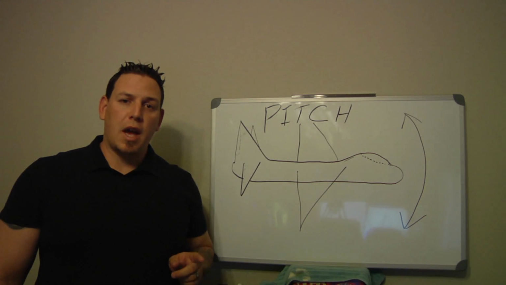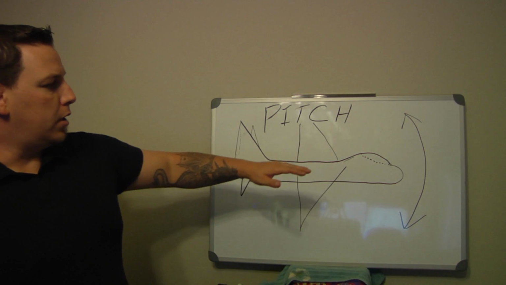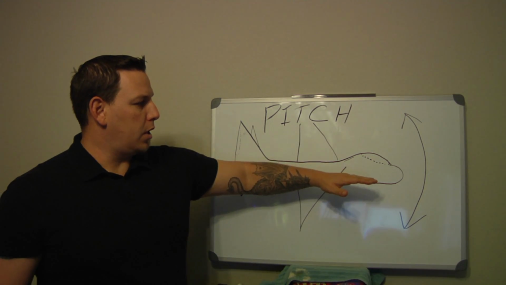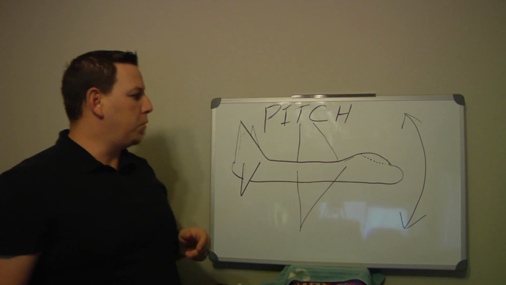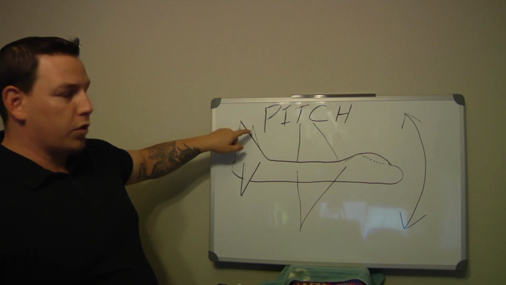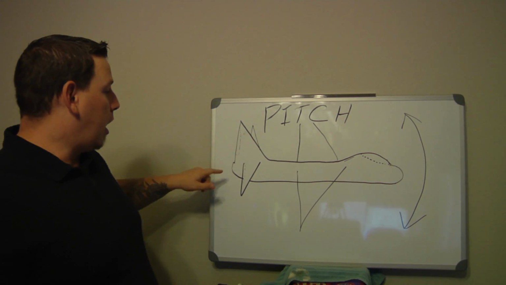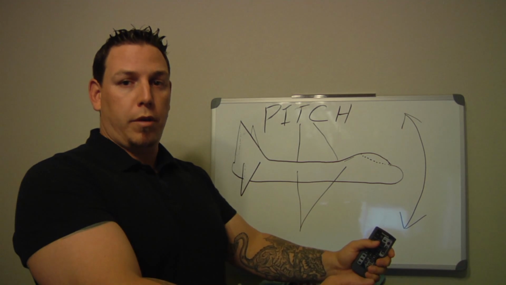But wait, there's more! Let's talk about the axes that the plane moves on. Back to you, Jamie. So the first axis we're going to talk about is pitch. Now, this is the axis on which the plane rotates nose up and nose down. This is accomplished through the elevators, which are control surfaces on the back of the horizontal stabilizers, and that's accomplished by pulling back on the yoke or pushing forward on the yoke.